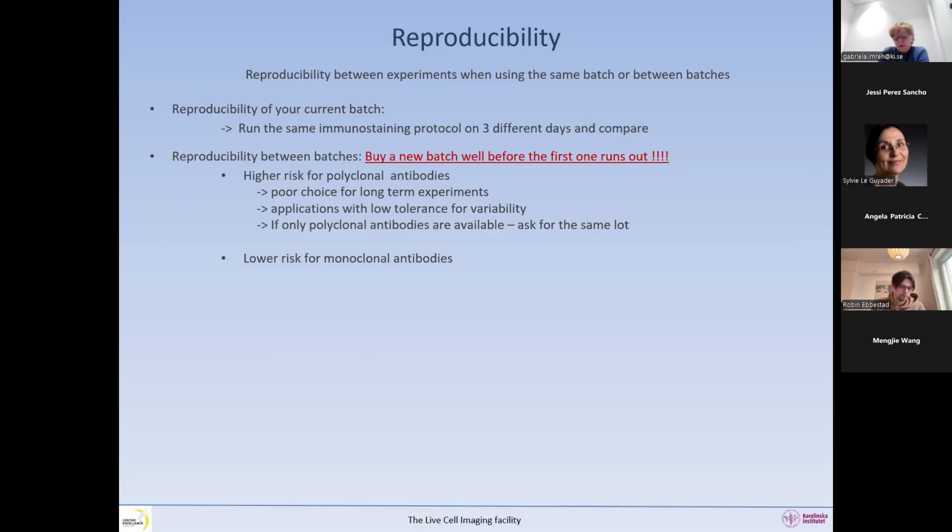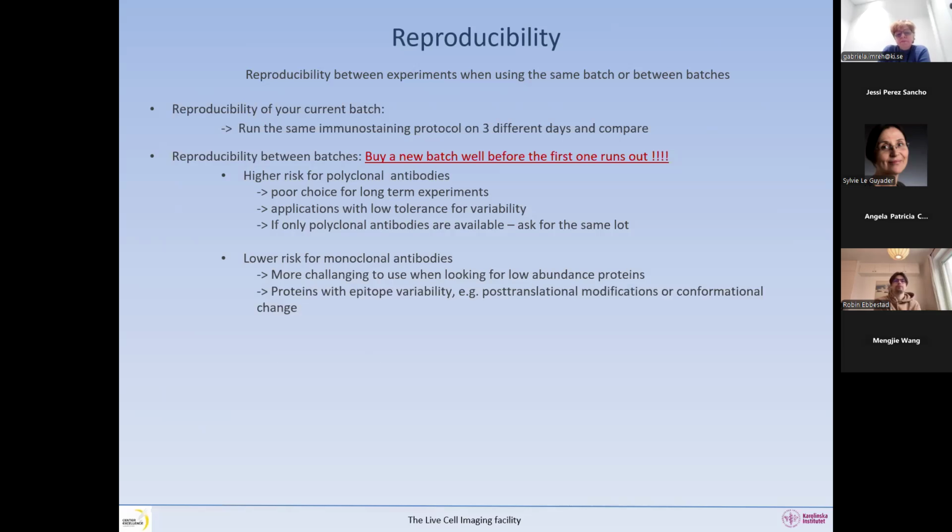For reproducibility, you have a lower risk if you use monoclonal antibodies, but then you might encounter other challenges. For example, if you want to look for low abundant proteins or proteins with epitope variability in the sense of post-translational modification or conformational changes. The recombinant antibodies are probably the best because they show less variability between batches, but they are quite expensive.